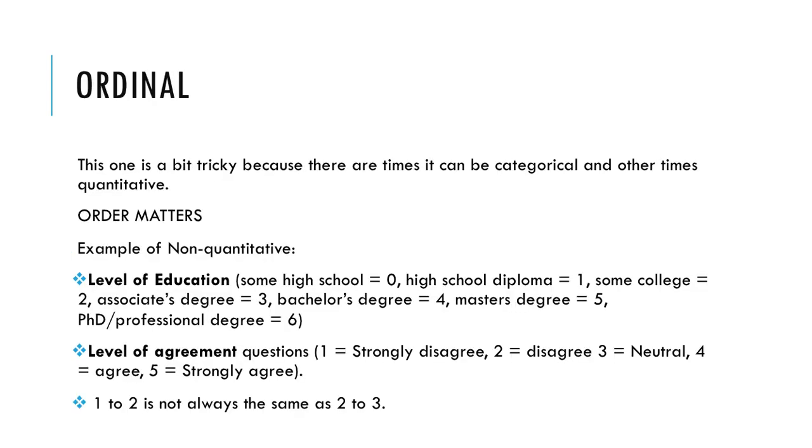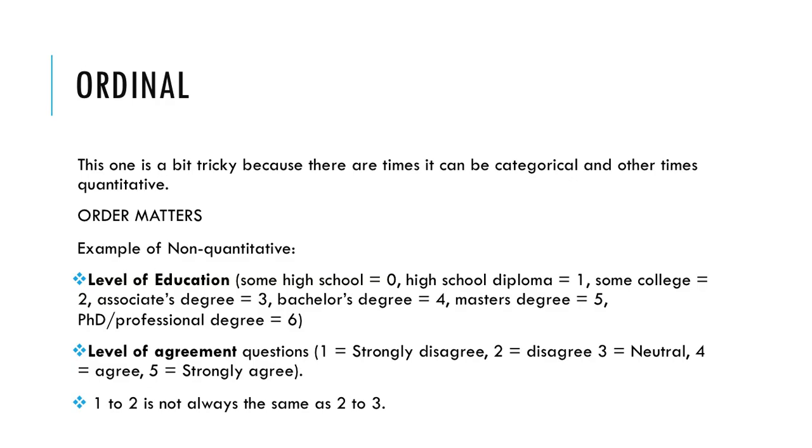All right, moving on, ordinal variables. Now this one's a bit tricky because you can see other people have written it down as, oh, ordinal means categorical, and some in your book, for instance, mention ordinal as quantitative. The thing you want to remember though is order does matter. Here's an example that I want to give you of a non-quantitative variable that still is considered ordinal.